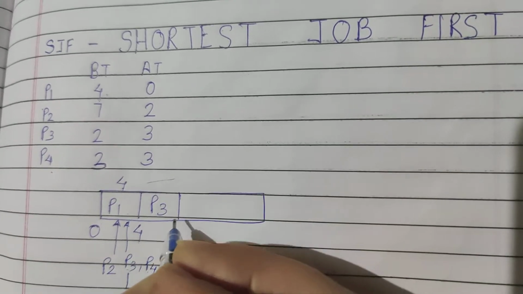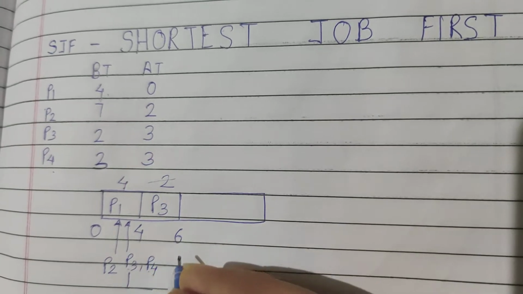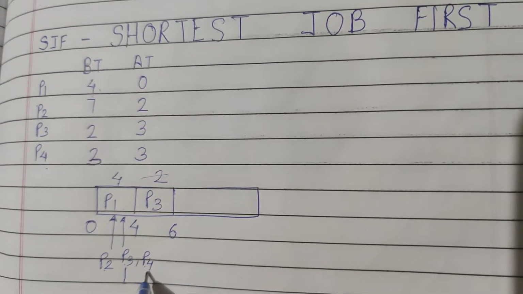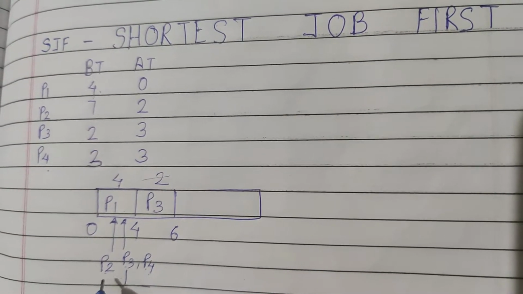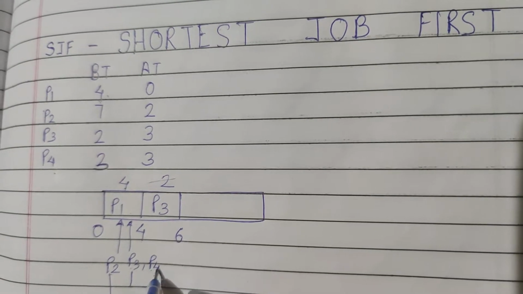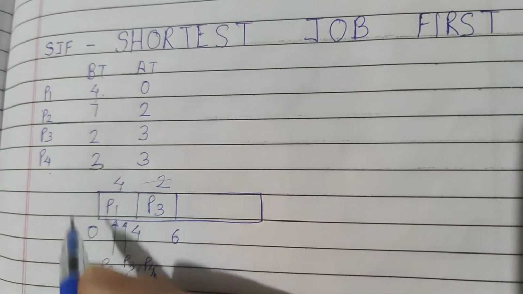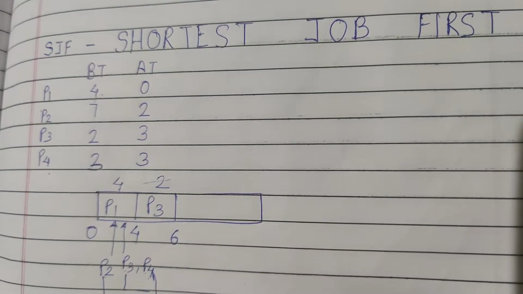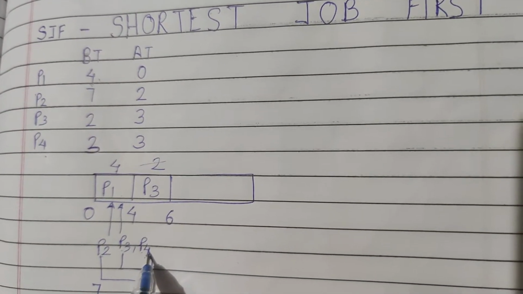So P3 will execute from 4 to 6, since its burst time is 2. Before P3 completes its task, we know P2 and P4 are already waiting for execution. Out of these P2 and P4, now we have to compare. For P2, what is the requirement? It is 7, and for P4 it is 3.